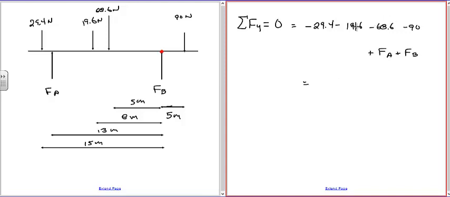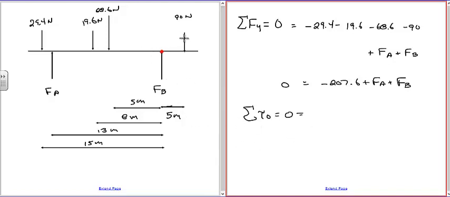29.4 plus 19.6 plus 68.6 plus 90. So that's 0 is equal to negative 207.6 plus F sub A plus F sub B. Okay, so that's the sum of the forces, and then you got the sum of the torques around some point, at any point, and I chose that one there.